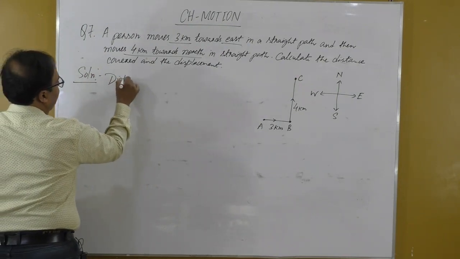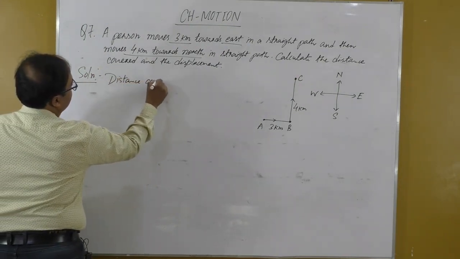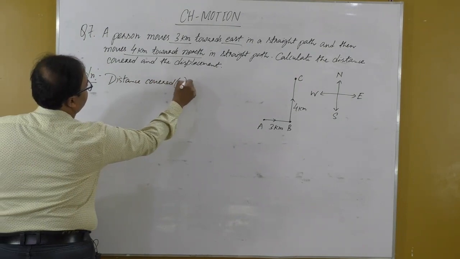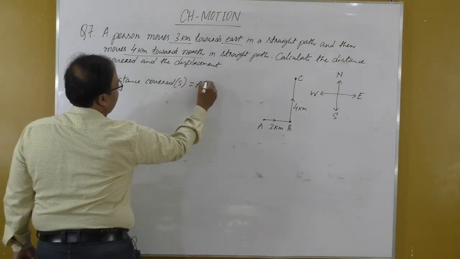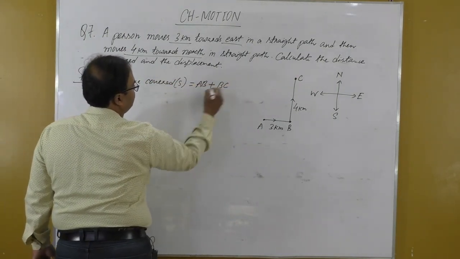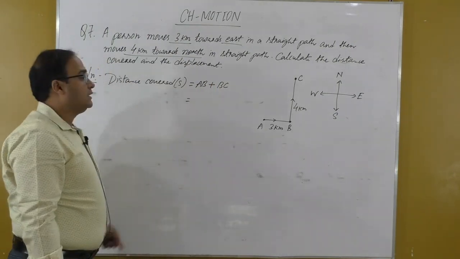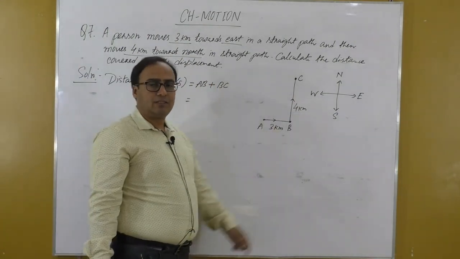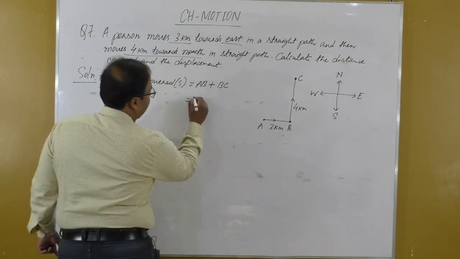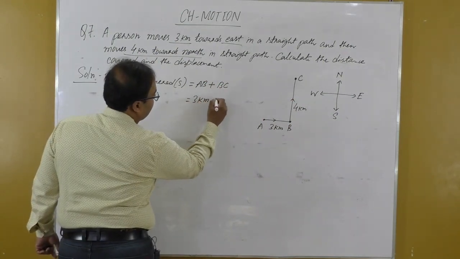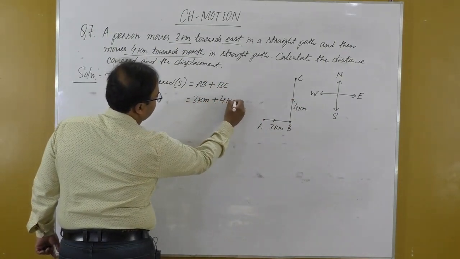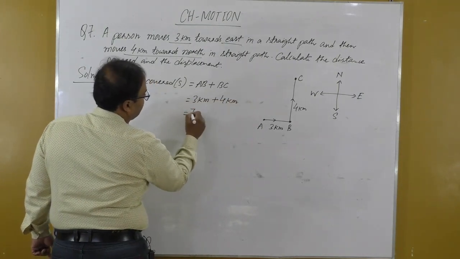So here distance covered will be equal to length of AB plus length of BC. Distance covered is the length of the actual path covered by the body. Length of AB is 3 km and length of BC is 4 km. So it is 7 km.